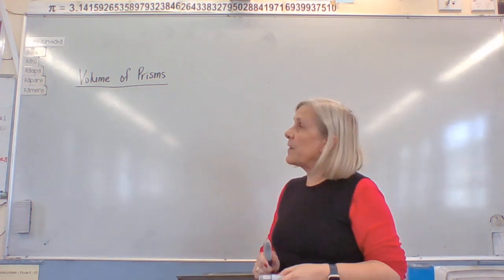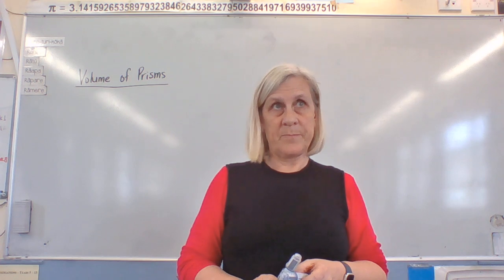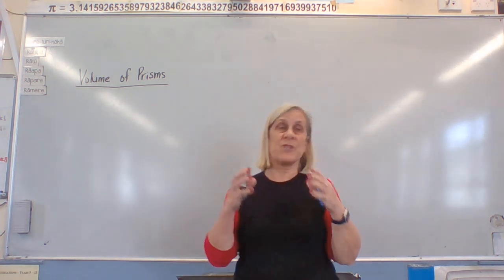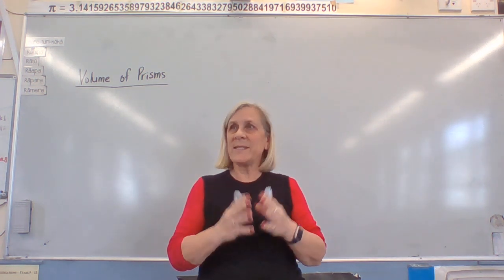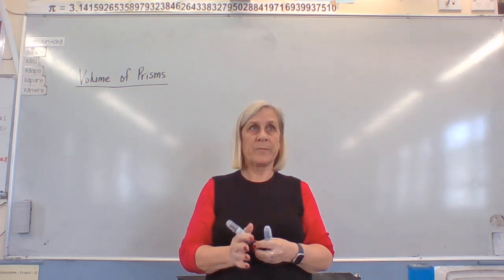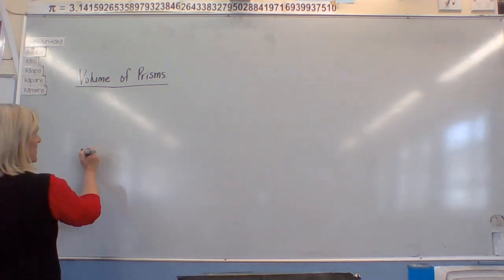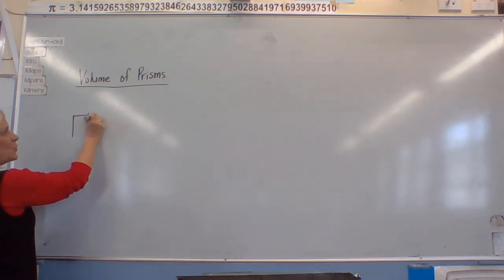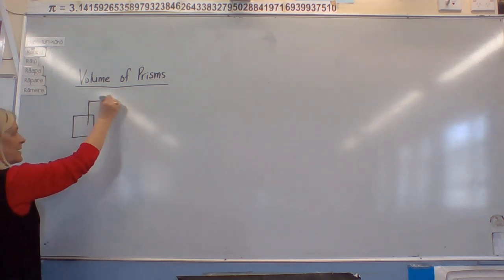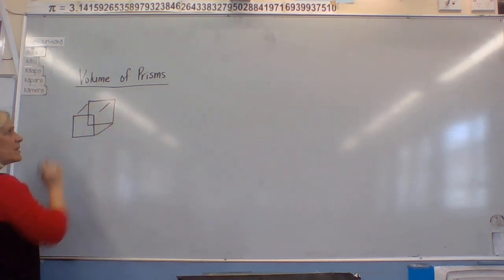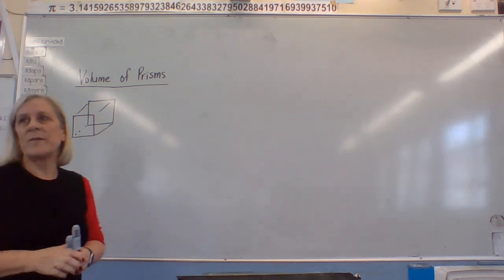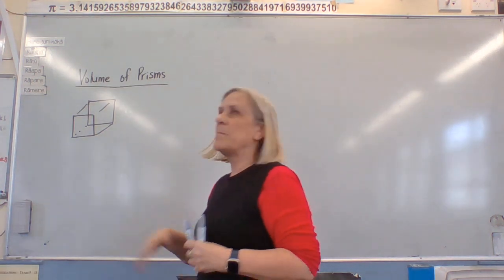So today we're looking at finding the volume of prisms. A prism comes in lots of different shapes, but the most basic one of all is a cube. All right? A cube is a prism. Now when we draw these, we tend to draw one, move it slightly right, slightly up, and draw it again, and then join up the sides. That gives us our three-dimensional picture of a prism. So a cube is the most simple one.